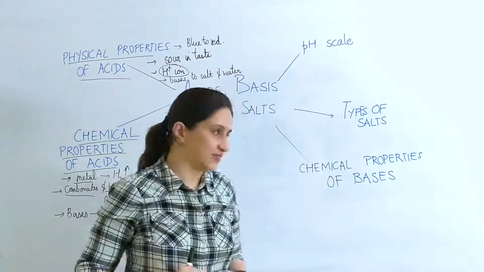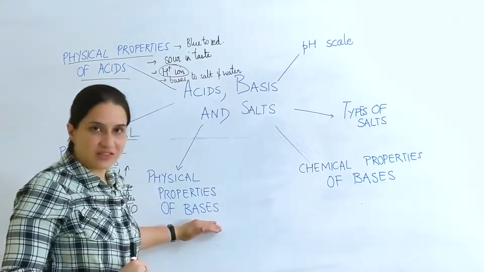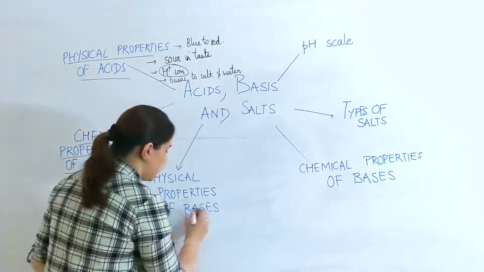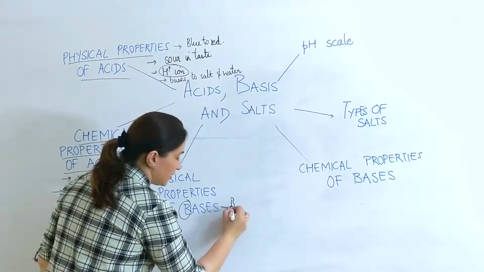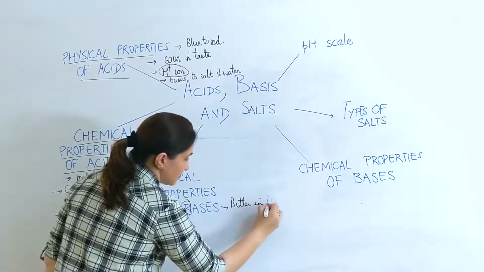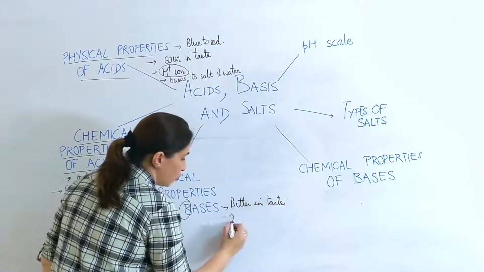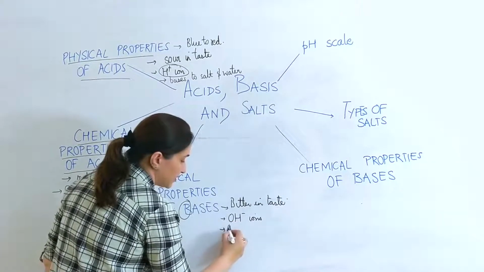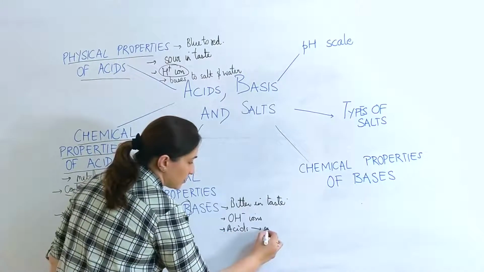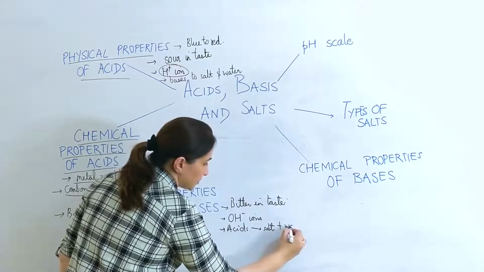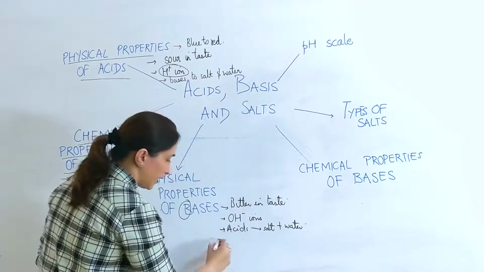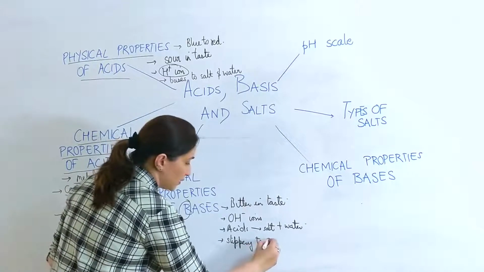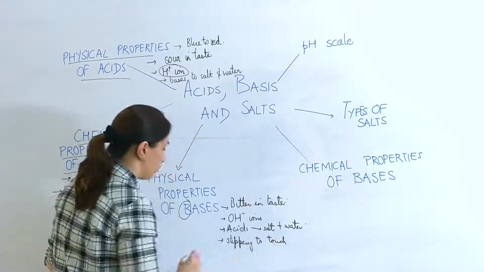Now coming to the bases. Now coming to the physical properties of bases. As we have studied, bases are bitter in taste. They produce OH negative ions on reaction with water. They react with acids to form salt and water. This is again known as a neutralization reaction. And very important, they are all slippery to touch, as in soaps. So these are the physical properties of bases.